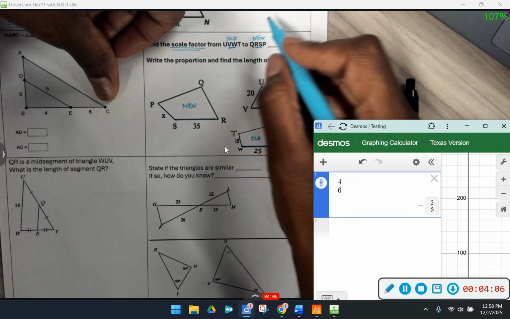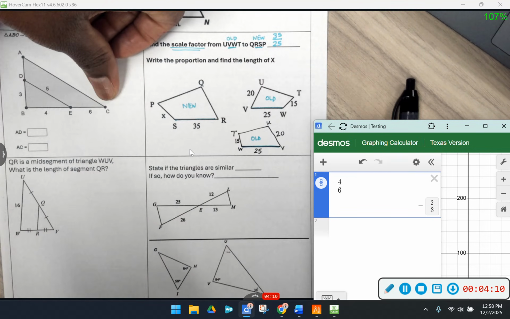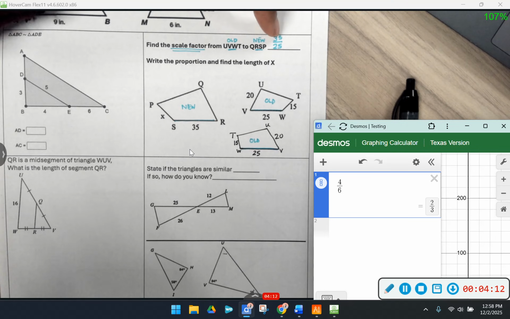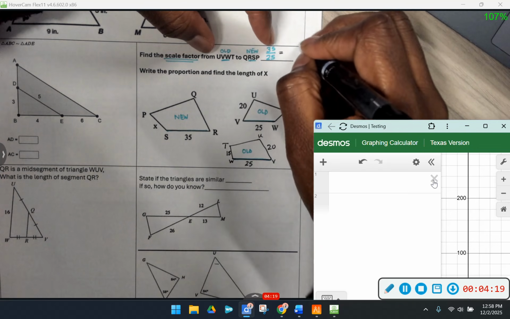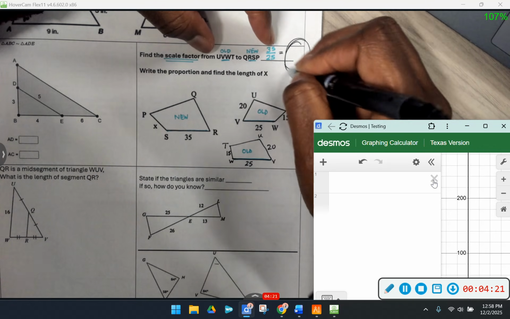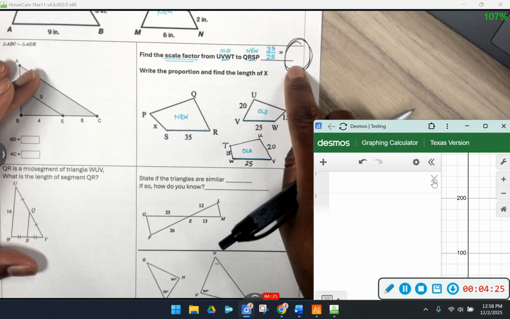So my scale factor will be 35 over 25. However, I don't know if that's the answer or if it needs to get reduced. So put it in Desmos and see what it reduces to. And then you're going to write your answer here. I'm not going to do it for you. You need to do that. This is not your final answer. Go ahead and reduce it using Desmos.